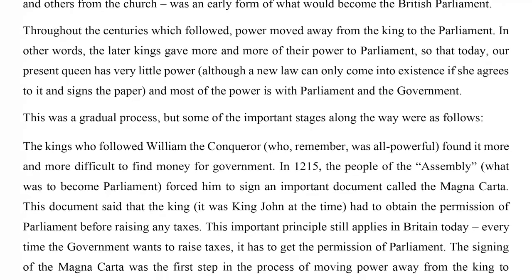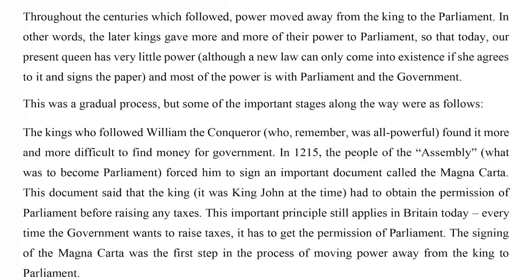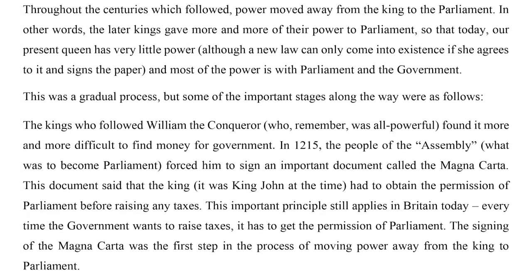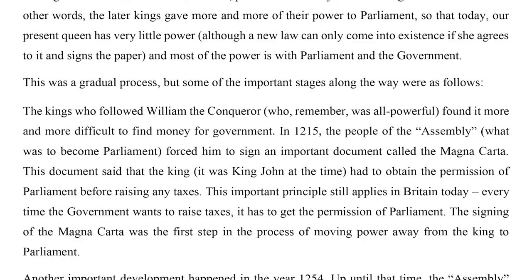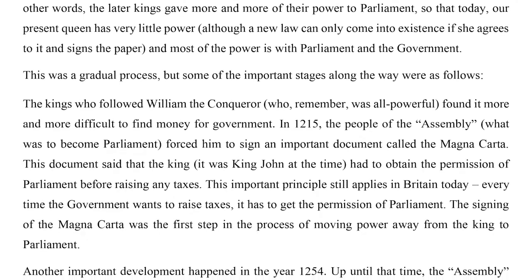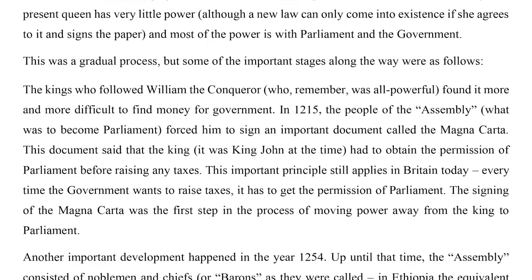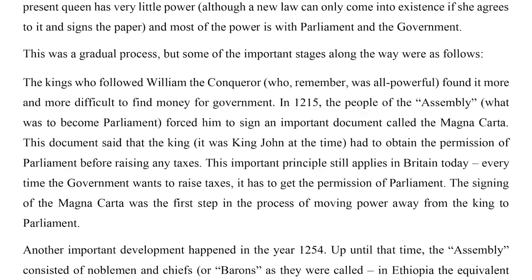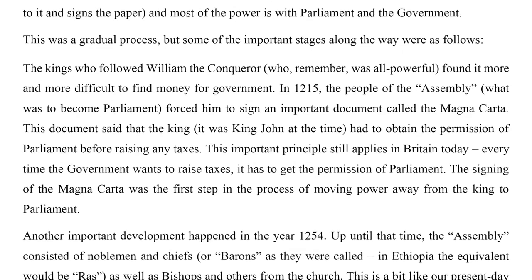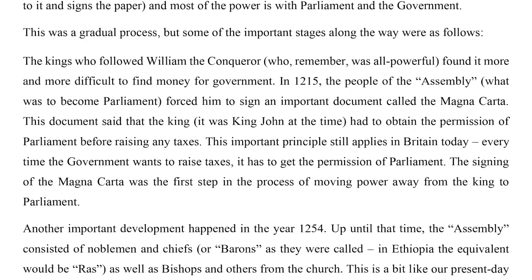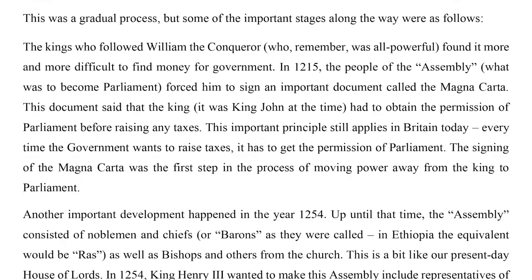This was a gradual process, but some of the important stages along the way were as follows. The kings who followed William the Conqueror, who, remember, was all-powerful, found it more and more difficult to find money for government. In 1215, the people of the Assembly, what was to become Parliament, forced him to sign an important document called the Magna Carta. This document said that the king, it was King John at the time, had to obtain the permission of Parliament before raising any taxes. This important principle still applies in Britain today. Every time the government wants to raise taxes, it has to get the permission of Parliament.